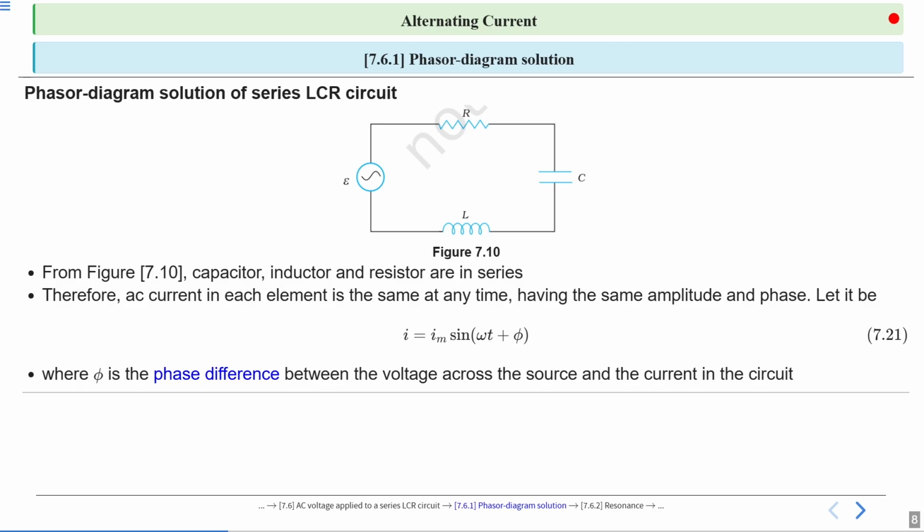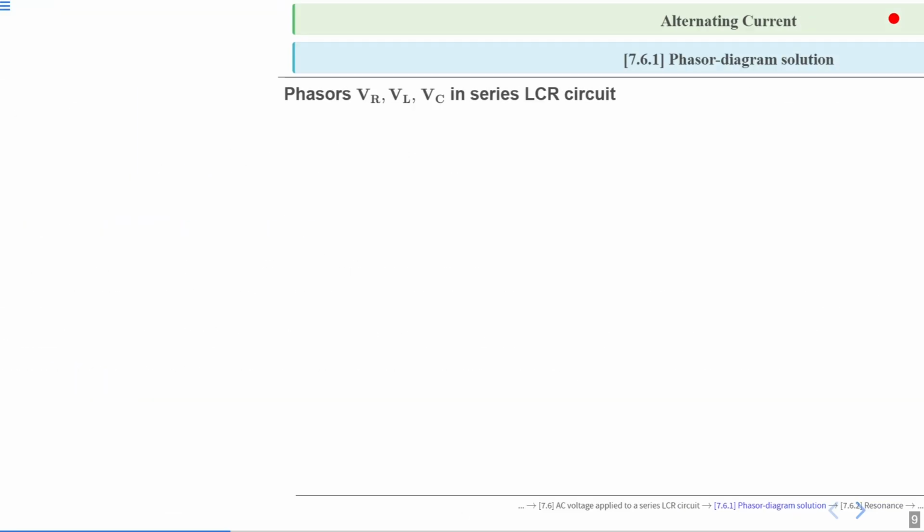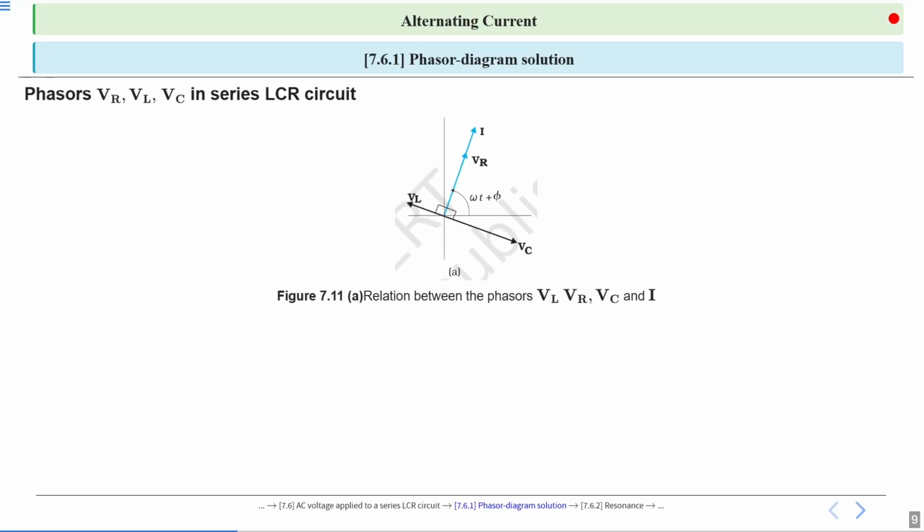So voltage we have to find. Now we know that the voltage drop across all the elements will be different, so we have to find the net voltage drop by the phasor diagram solution. So phasors VR, VL, VC. What are these phasors? VR is the voltage phasor across the resistor, VL is the voltage phasor across the inductor, and VC is the voltage phasor across the capacitor.